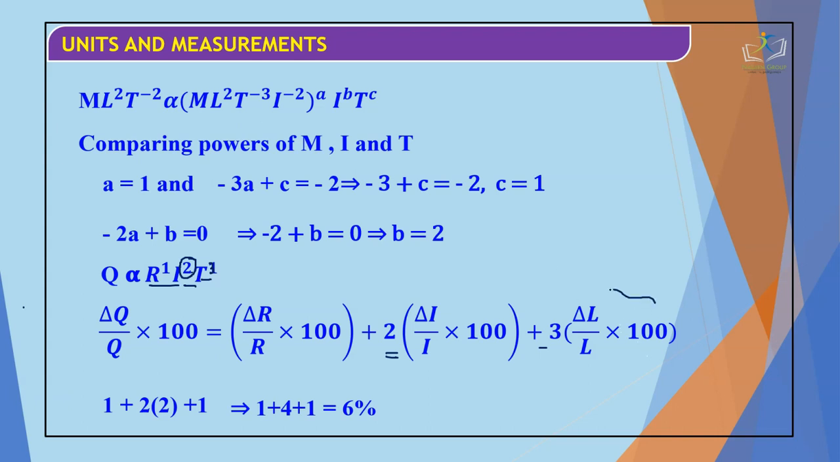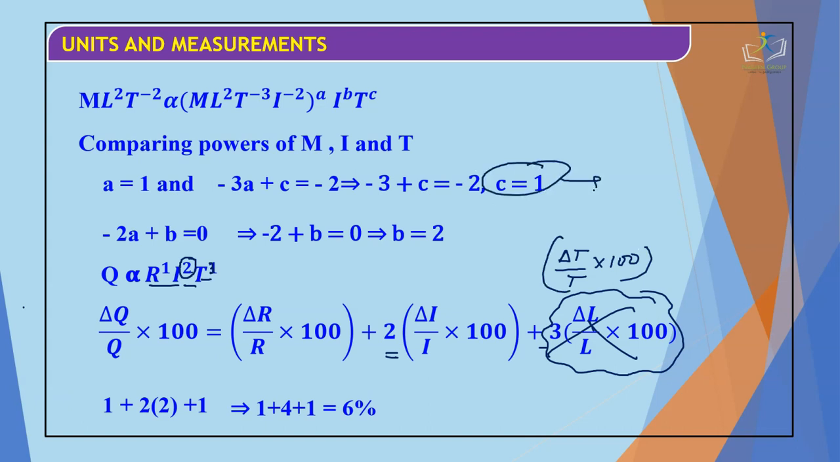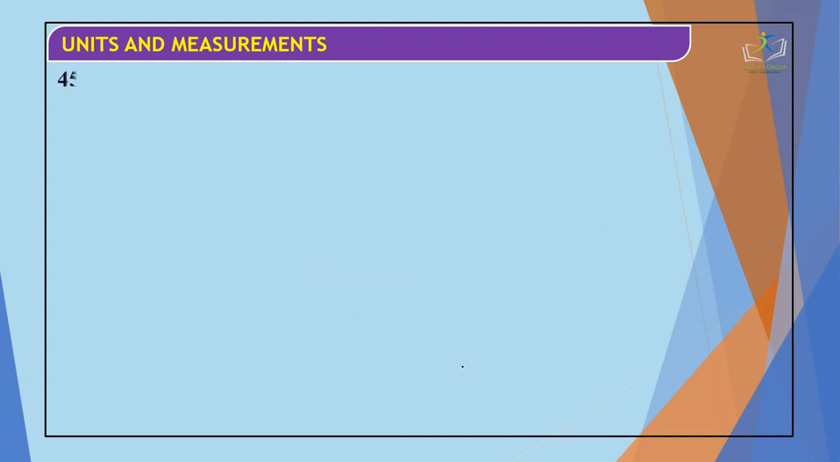This is actually not this, because here this is a T. So this comes like delta T by T into 100, and this value is given as 1%. That's why I was confused over there. So 1% is for this and 2 into 2 for this, okay, and again 1% for this. So overall we received 6%. I hope you get the proper answer, student. So according to that, the third option is the right answer.